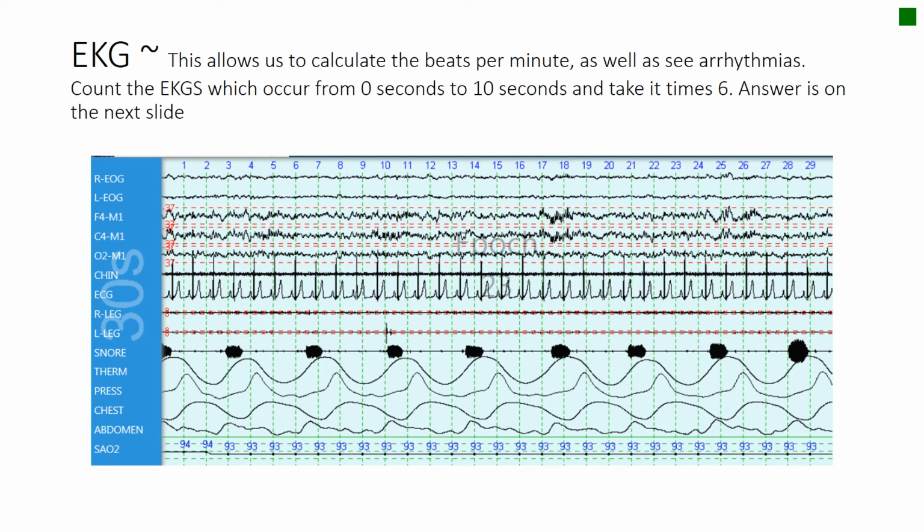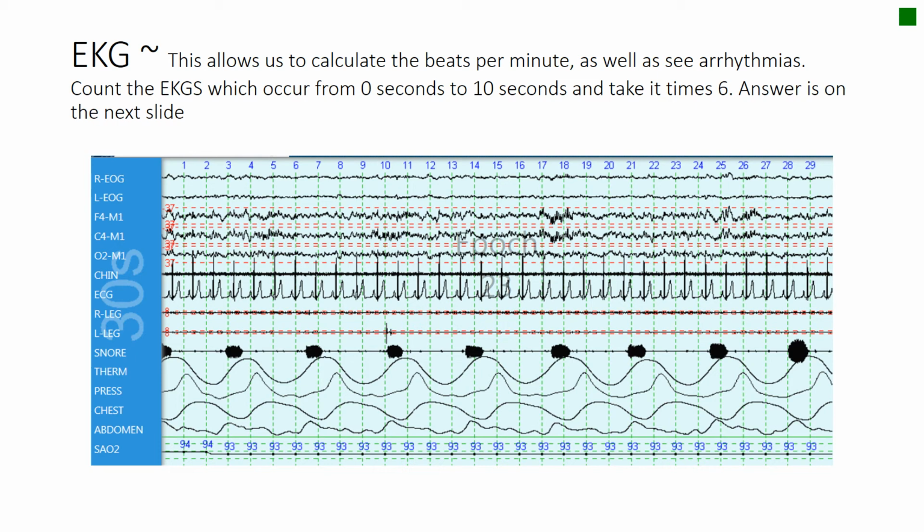EKG, or in this example, it's labeled ECG. It's in the 7th channel down, and you can see the QRS complex. Having this on our polysomnogram allows us to calculate the heart rate in beats per minute, as well as visualize arrhythmias. When we count EKGs, we want to count in 10-second intervals, and since our epochs are 30-second epochs, we're going to count from second 0 to second 10, and then take that number times 6. Our answer for this is going to be on the next slide.